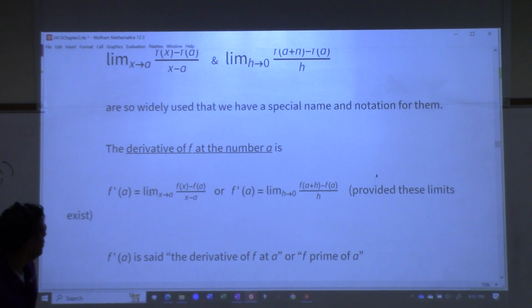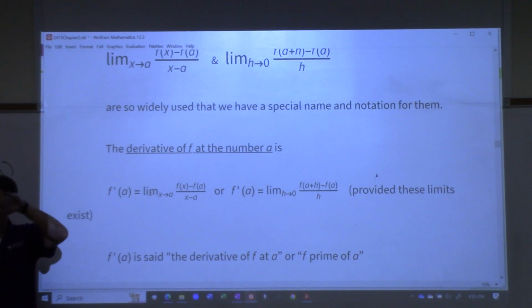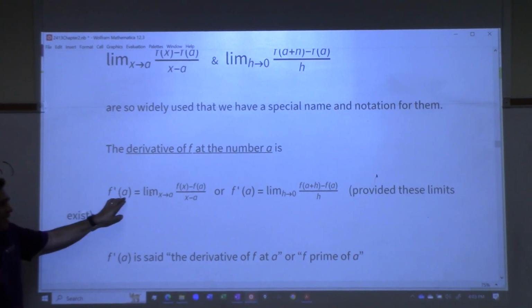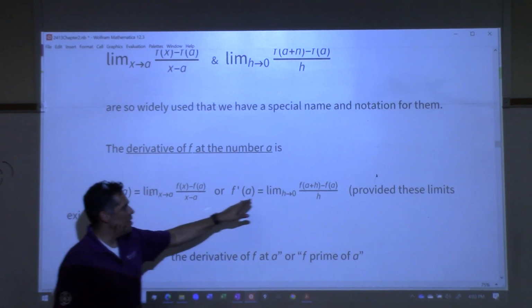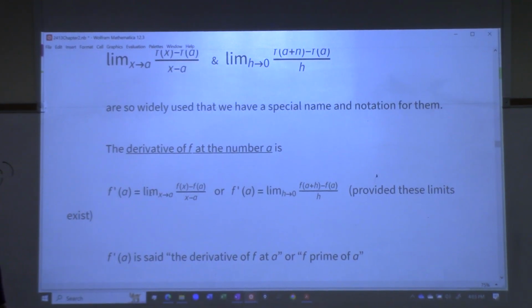And the notation we use for this is f, which is the function, and we put this little prime. It's called the prime mark. It's like an apostrophe, but we call it prime. We write f prime a, and this notation means that limit, or you can use the other limit, depending on your choice. They give you the same answer, so both of those are identical.